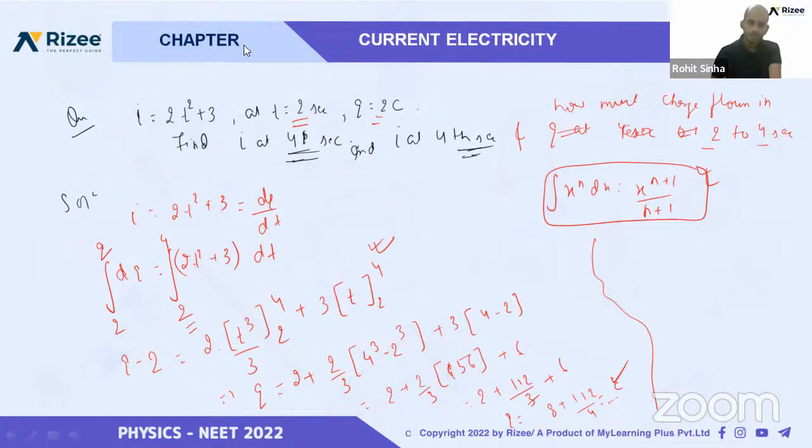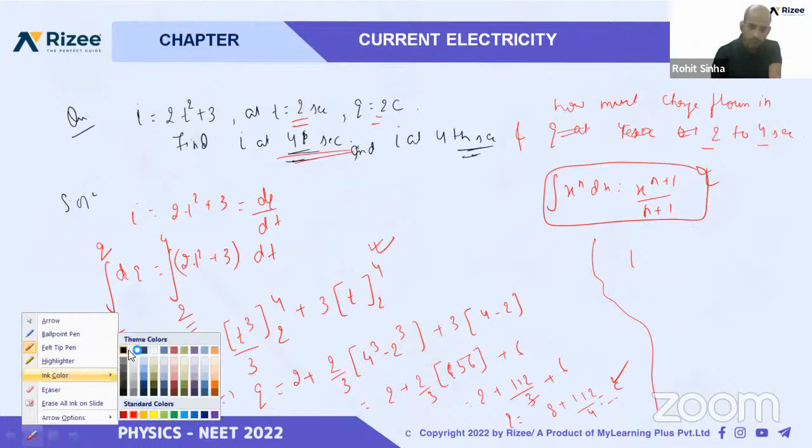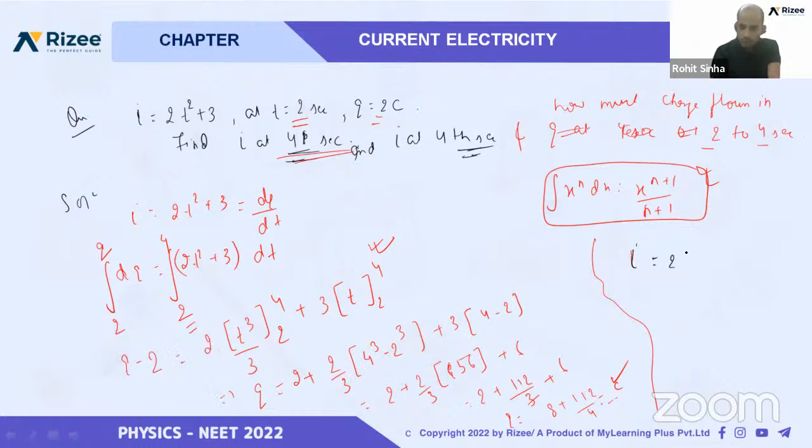Very good. Okay. And similarly, you can find the current also here using this formula. Since the equation of current is given, I is equal to 2t square plus 3. So here if we put t is equal to 4 second, we will put 4 here. What we will get? 2 into 4 square plus 3. This will be the answer, current at 4 second.